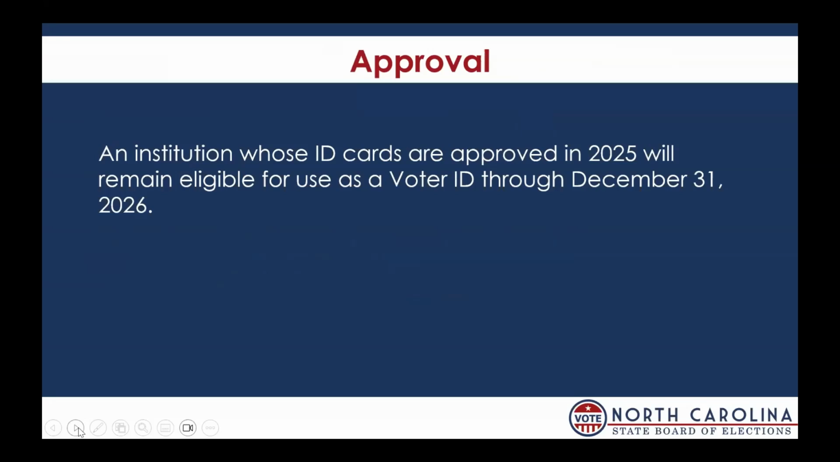Okay. As I mentioned before, we are moving forward to have the approvals in place for this application round, hopefully by May 1st of 2025. Once approved, your ID will remain eligible for use as a voter ID through December 31st, 2026. So applying now covers you through not only the next municipal election, but the primary and the general election in 2026.